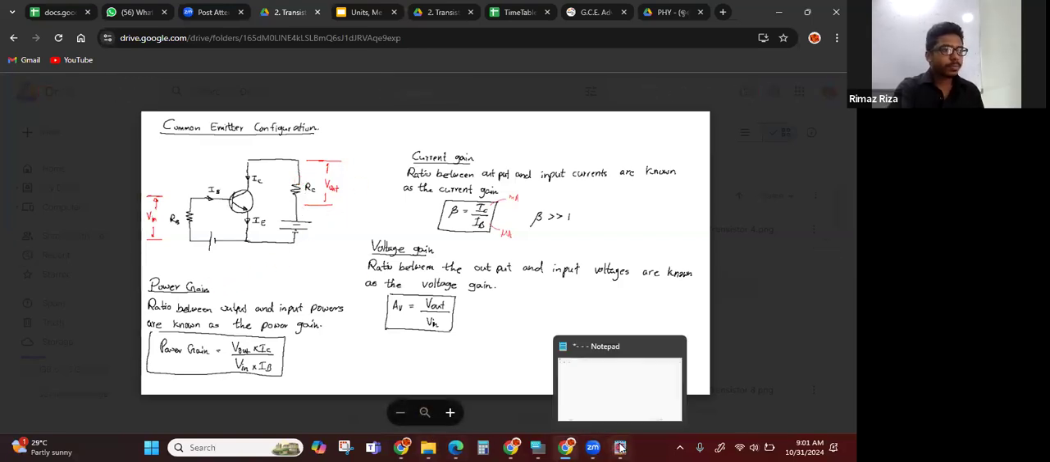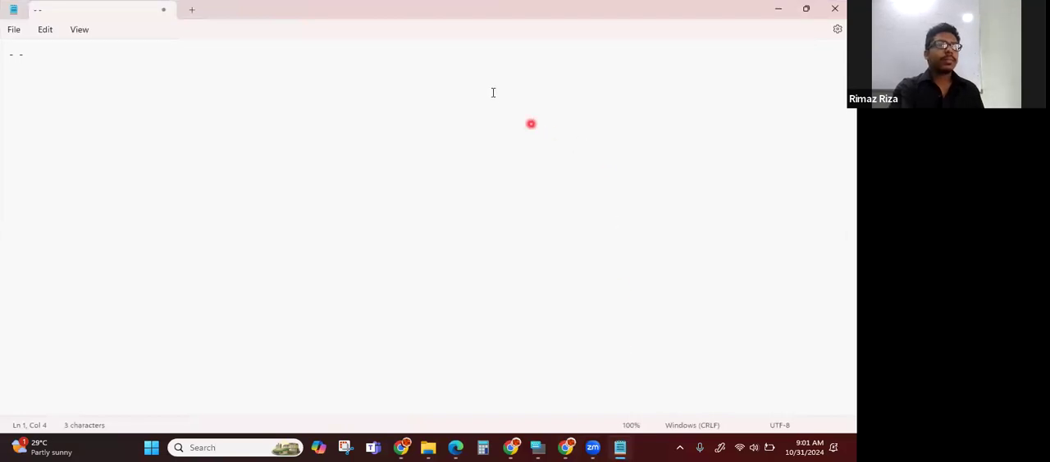Okay, so let's try to draw the circuit without looking. Here we have to take the common emitter configuration. So let's first consider an NPN or PNP. You can consider either. Let's take PNP.